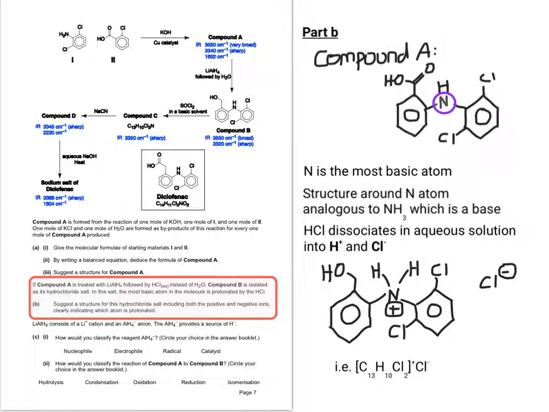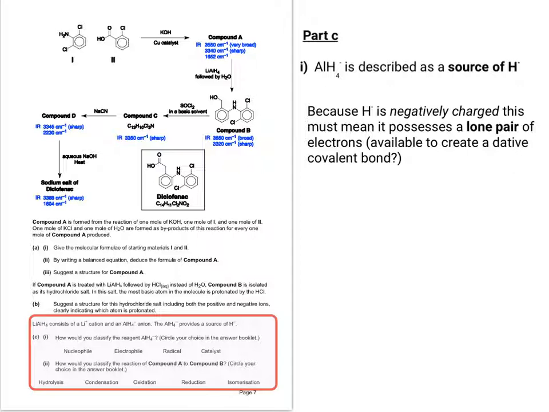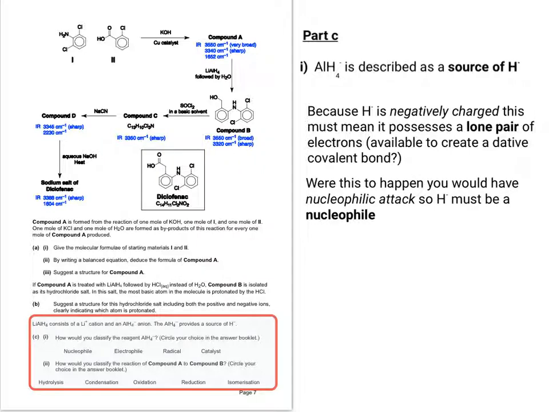Okay, so the next part, part C. In part C, the first part describes LiAlH4 as a source of H-. Now if we think about H-, you might not have come across it before, but it's a species that has a negative charge. And if it's got a negative charge, this means it must have a lone pair of electrons, which may be available to create a dative covalent bond. If a dative covalent bond is created using this lone pair of electrons, then that means you'd have a nucleophilic attack going on, so H- must be a nucleophile out of the choices you've got.